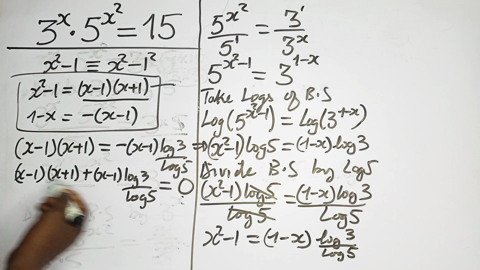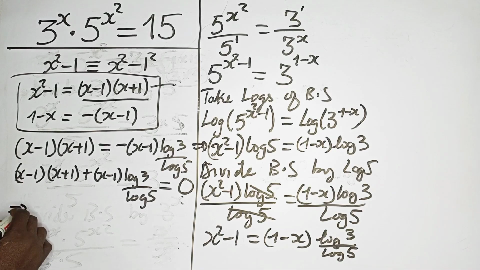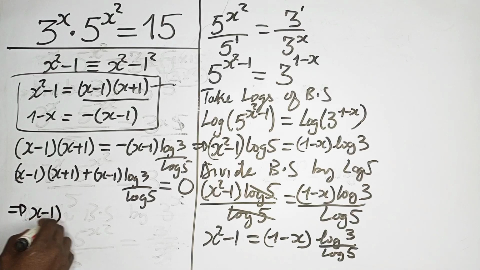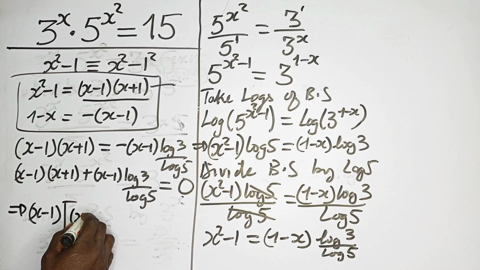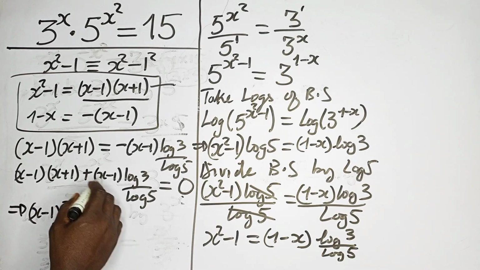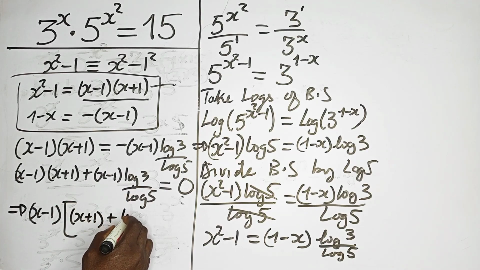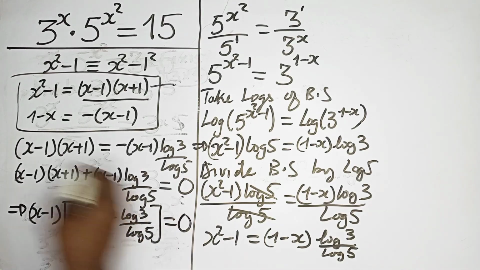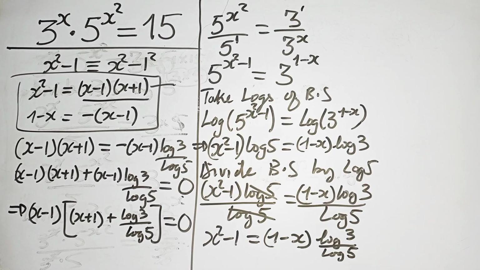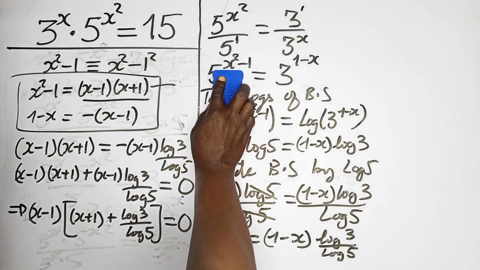We have x minus 1 common, so we can factorize it out. When we remove x minus 1 from here, we have x plus 1. When we remove x minus 1 from here, we have log 3 all over log 5. This is the new equation that we get.